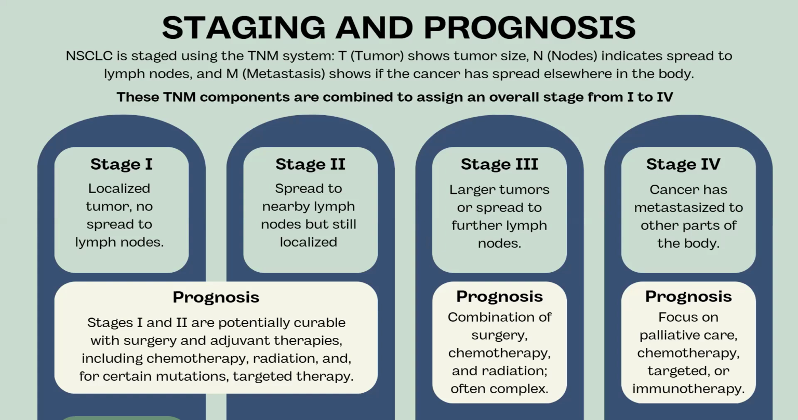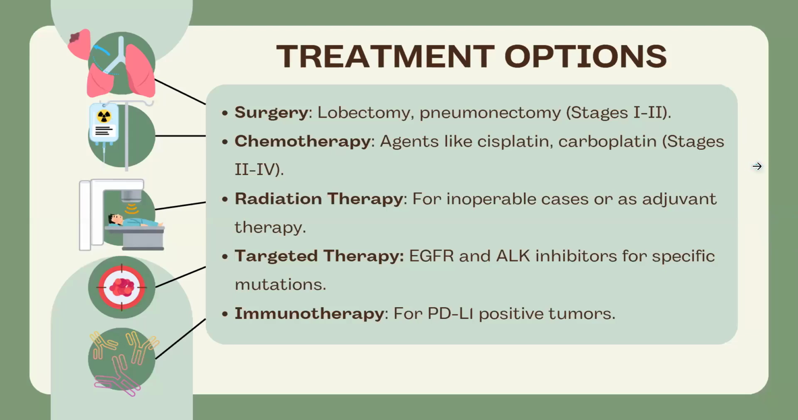The earlier the stage the cancer is caught, the better the prognosis. Early detection is essential, especially for this cancer. So treatment for NSCLC depends on the stage and genetic profile. Surgery like a lobectomy or pneumonectomy is common in the early stages, so 1 through 2, sorry. Then chemotherapy, agents like cisplatin or carboplatin are used to shrink tumors and prevent recurrence.